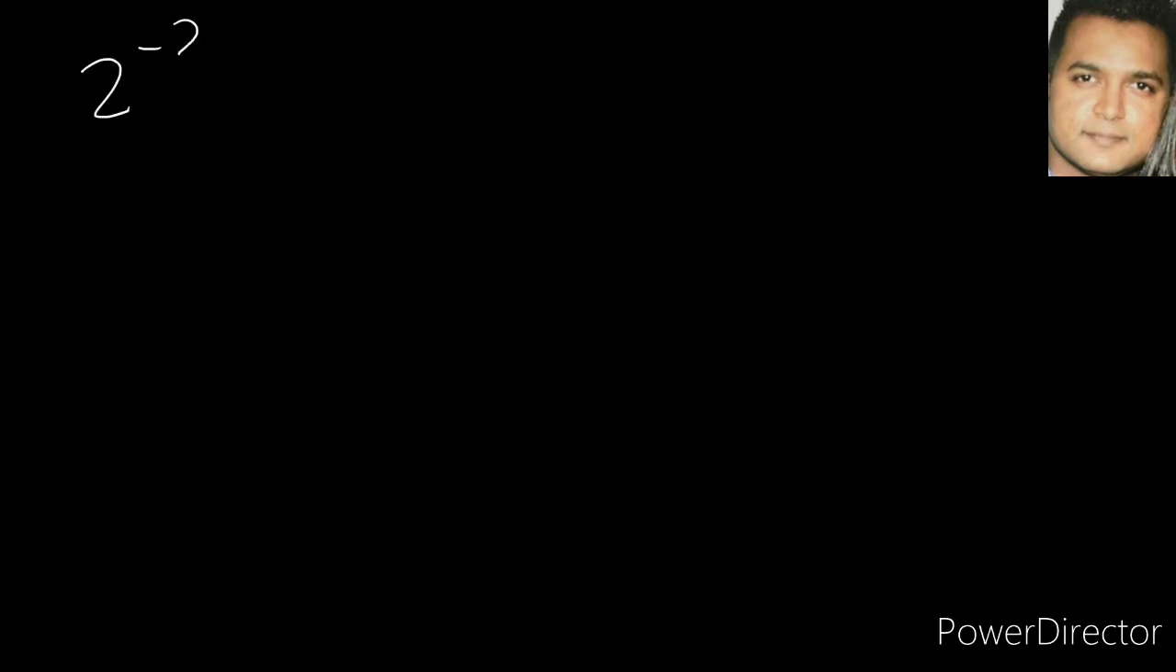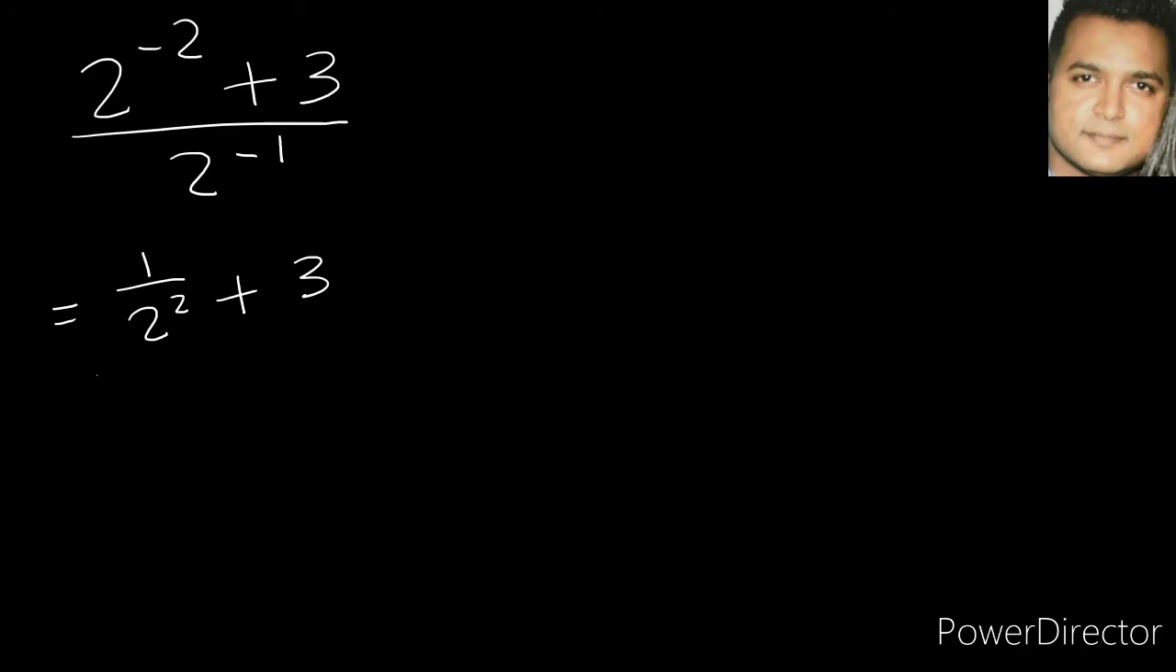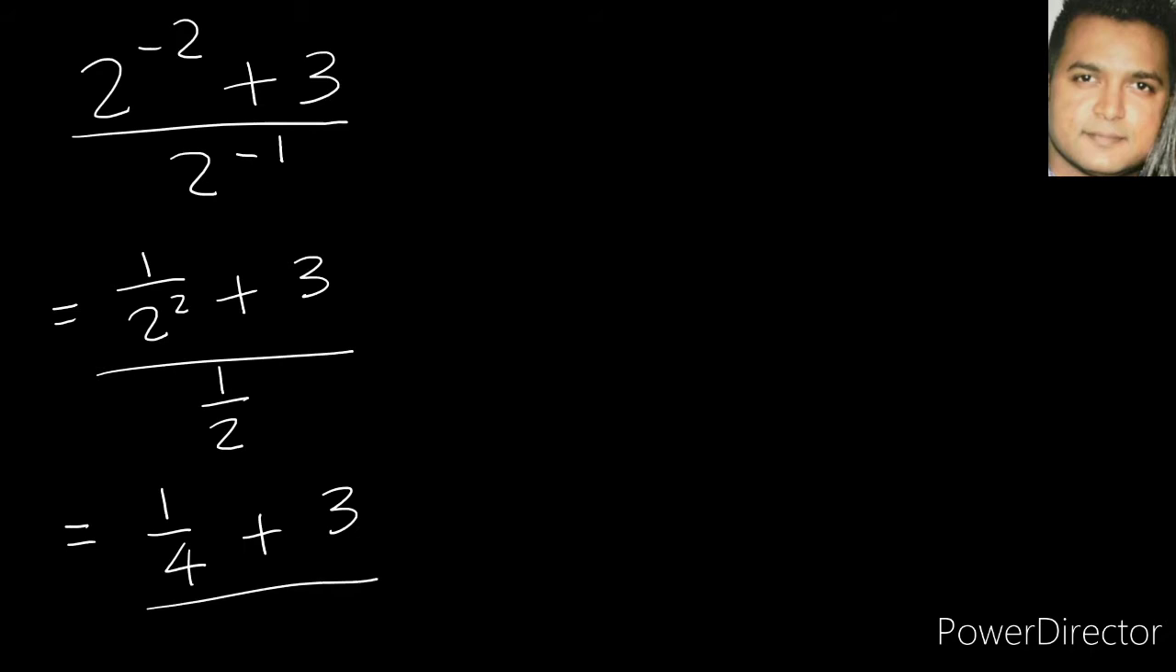2 to the minus 2 plus 3 over 2 to the minus 1. So all we need to do is rewrite this in its positive form. So we would have 1 over 2 to the 2 plus 3 divided by 1 over 2. Simplifying further, we have 1 over 4 plus 3 over 1 over 2.